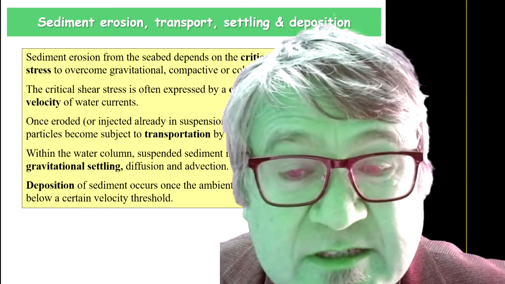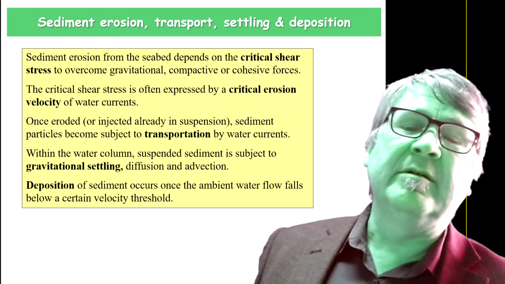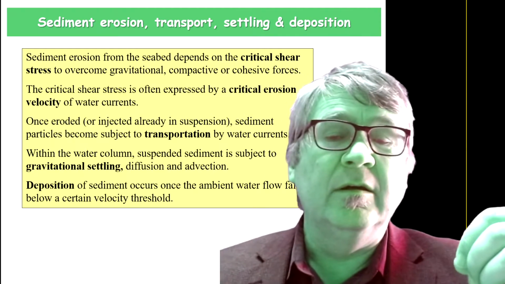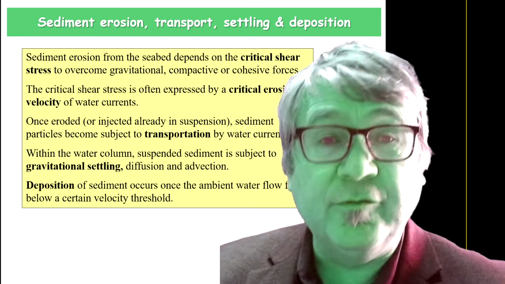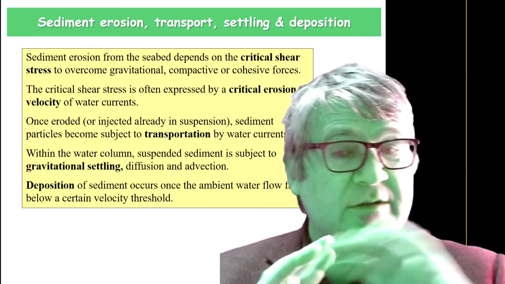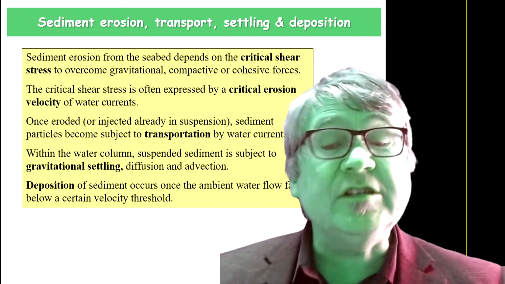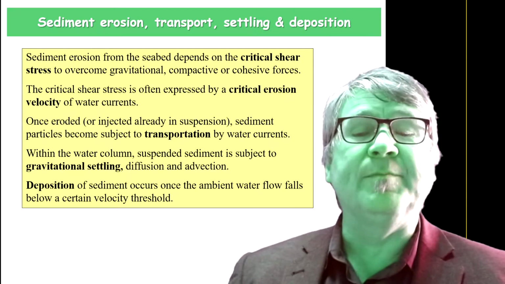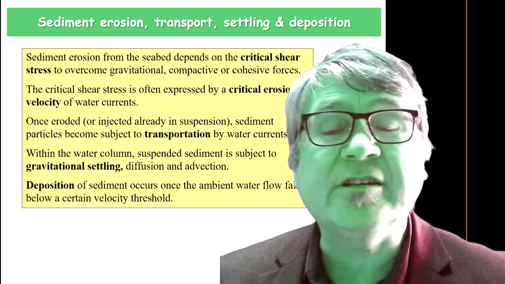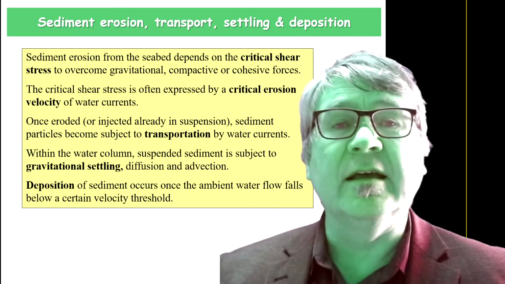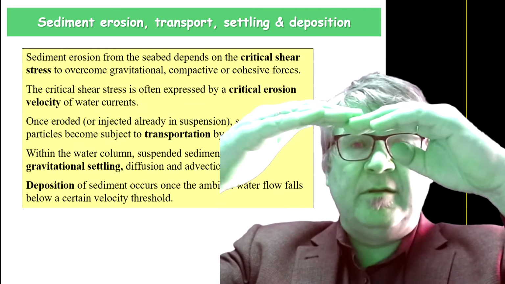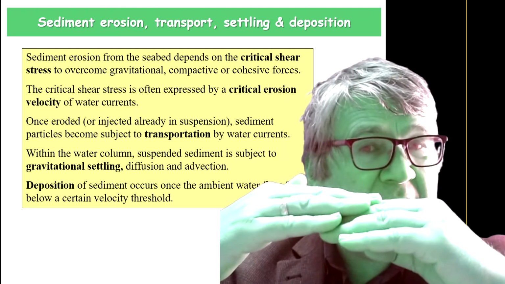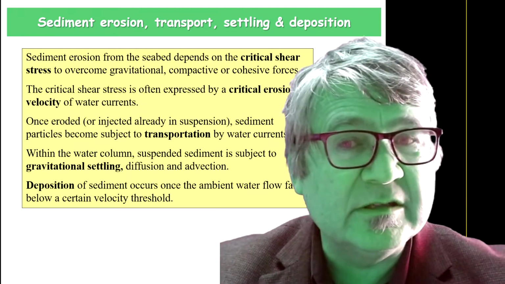Within the water column, suspended sediment particles are subject to gravitational settling, turbulent diffusion, turbulence, and advection. Advection is the movement. So deposition of sediment occurs once the ambient water flow falls below a certain threshold velocity again. So if the current settles down, if the current becomes weaker, the sediment particles settle down and end up on the seafloor.